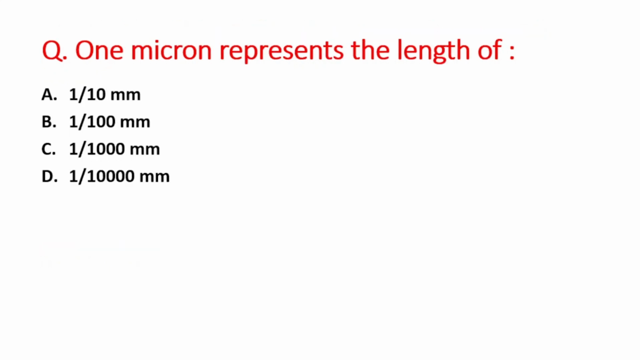Okay. Next question is: 1 micron represents the length of? A option is 1 by 10 millimeter, B is 1 by 100 millimeter, C option is 1 by 1000 millimeter and D option is 1 by 10,000 millimeter. So the right answer is option C, that is 1 by 10,000 millimeter.